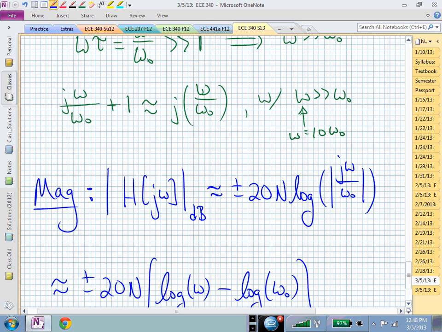Capital N is how many poles or zeros we have at that break frequency. If we had 2 poles at a break frequency of 5, then capital N would be 2, and we would be sloping at minus 40 dB per decade. So the capital N is the number of poles and zeros. Generically, that will be 1, won't it? You won't have overlapping poles and zeros. But you could have, on the test or anywhere else, multiple or repeated zeros or pole factors.